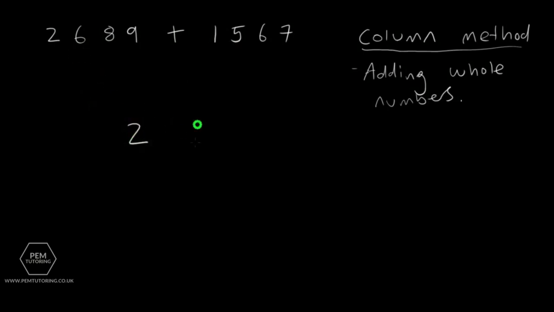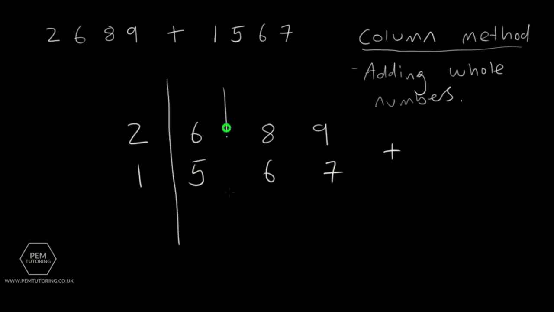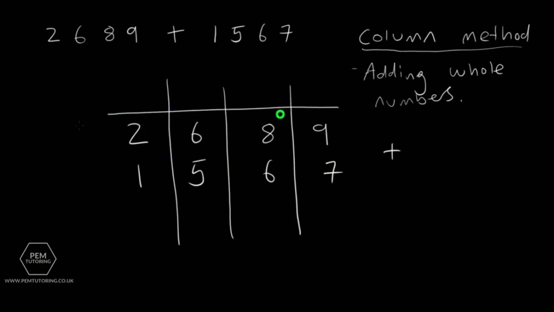So we have 2, 6, 8, and 9. And we put the smaller one on bottom. So we have 1, 5, 6, 7. And we're adding these numbers together. So we're going to now construct our grid. So there's our grid. We'll label the place values.